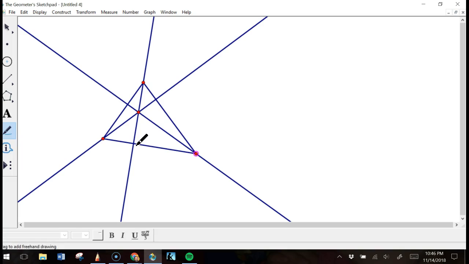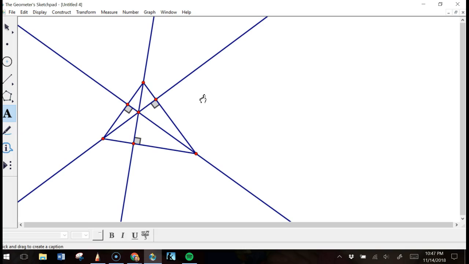These are altitudes. So if you look at these angles of intersection, there's 1, 2, 3. They're all going to be labeled as right angles. There we go. There's 1, 2, 3. So this is where the three altitudes meet.